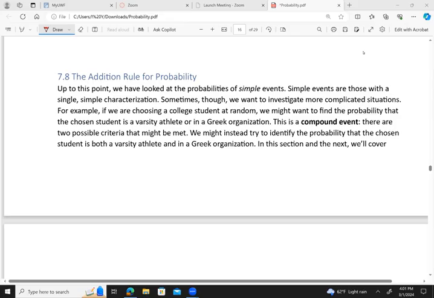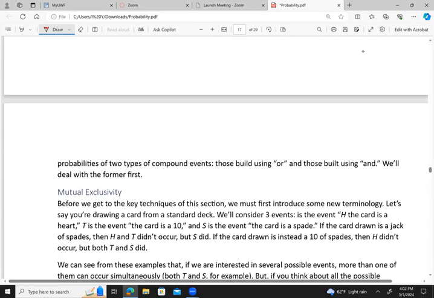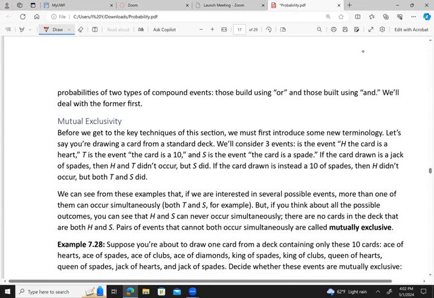For example, if we are choosing a college student at random, we might want to find the probability the chosen student is a varsity athlete or in a Greek organization. This is a compound event. There are two possible criteria that might be met. We might instead try to identify the probability that the chosen student is both a varsity athlete and in a Greek organization. In this section and the next, we'll cover probabilities of two types of compound events, those using "or" and those built using "and." We'll deal with the former first.